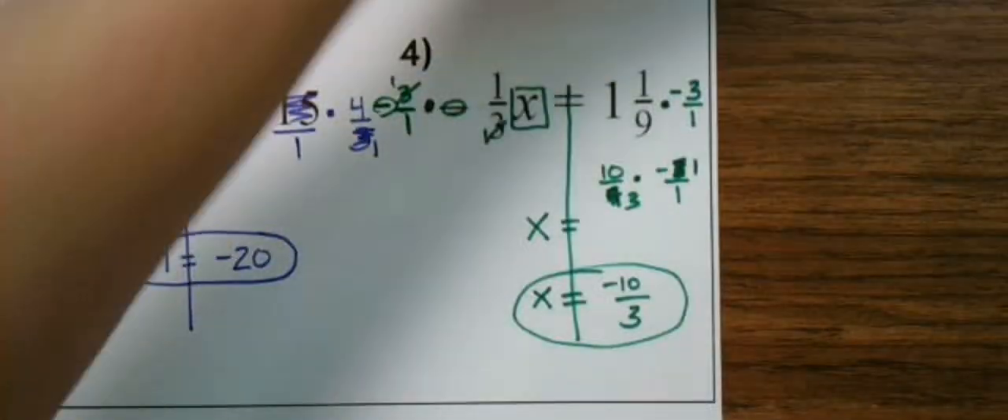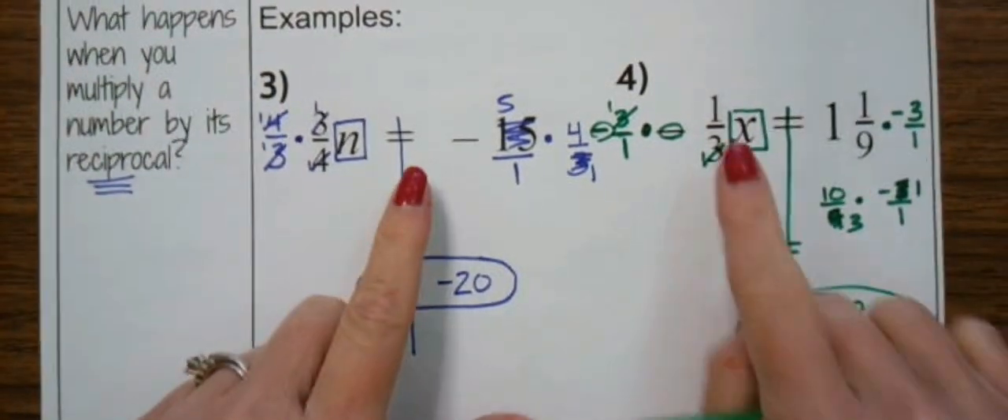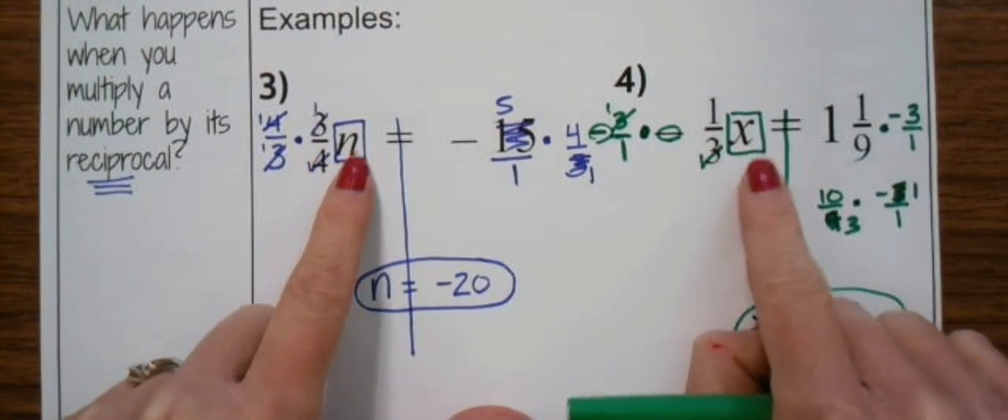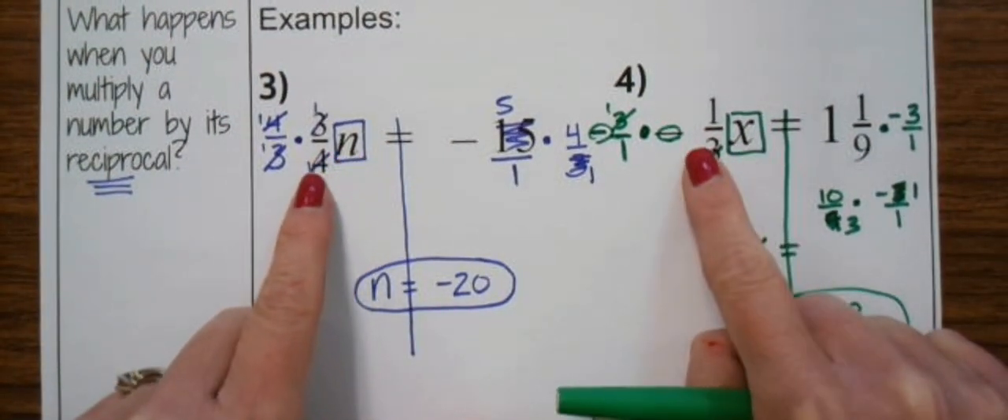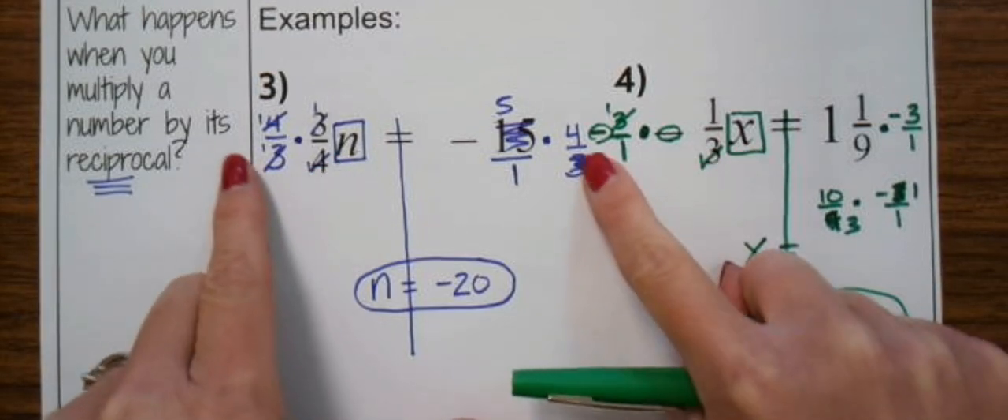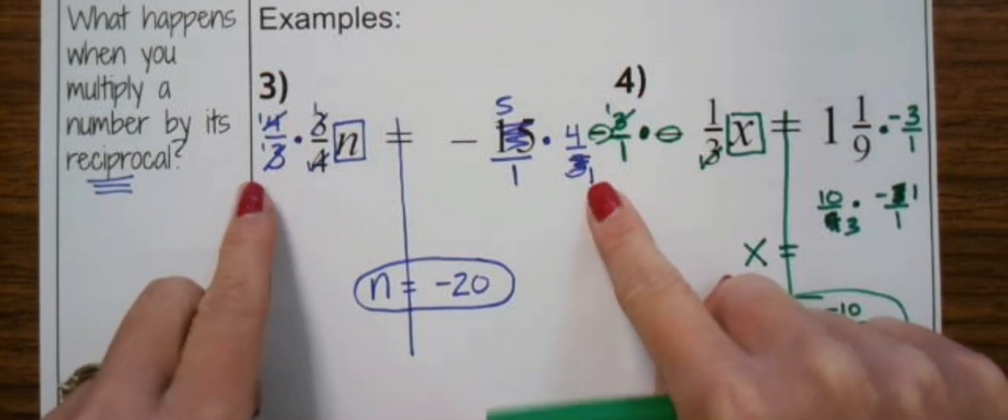So in both examples, 3 and 4, I had a fraction that was attached to the variable. And to undo that, I multiplied by the reciprocal. Pretty cool, huh?